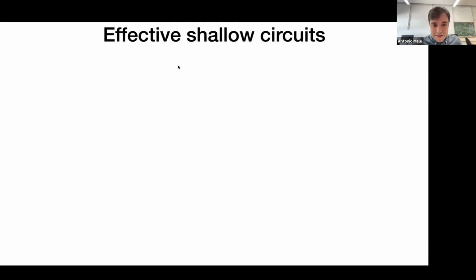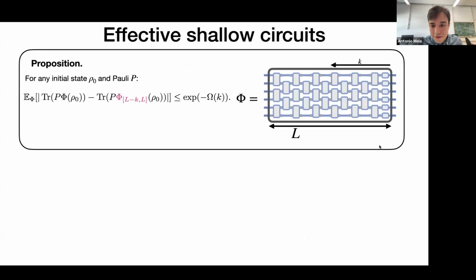You're welcome. So let me go deeper into these effective shallow circuits. We show that for any Pauli expectation value, it suffices to take just the last k layers to have an exponentially precise in k estimate of the Pauli expectation value. Truncating your circuit to the last k layers and computing this over your initial state suffices to have an exponentially precise in k estimate.